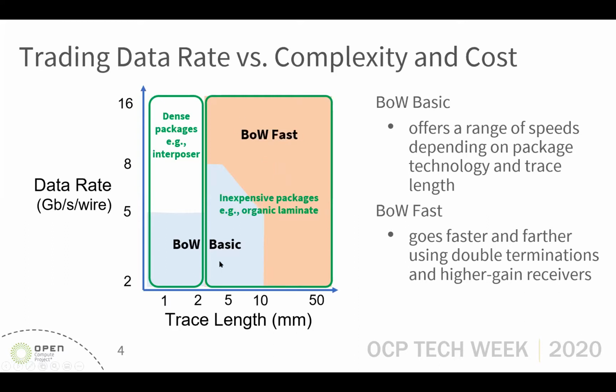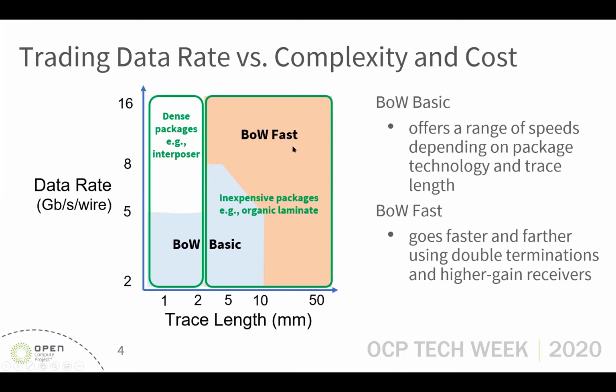And basic is, as it says, a simple design, and it can operate in either interposer or in organic laminate packages. In interposer, it'll go up to 5 gigabits, and in laminate, depending on the length of your traces, it'll go 5 to 8 gigabit per second per wire.